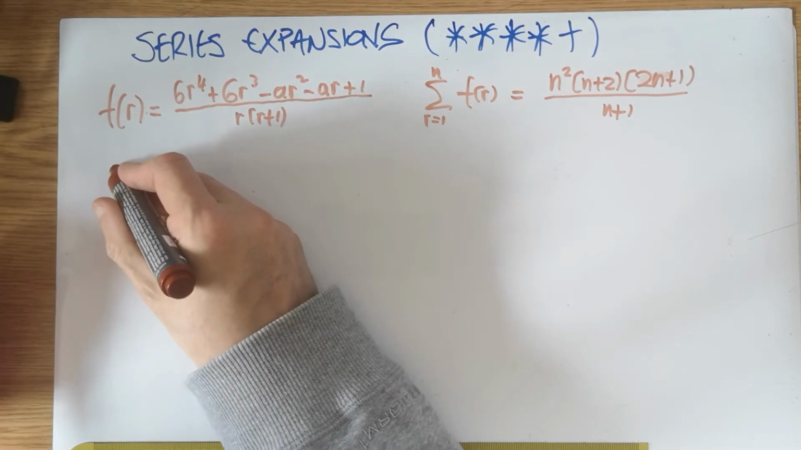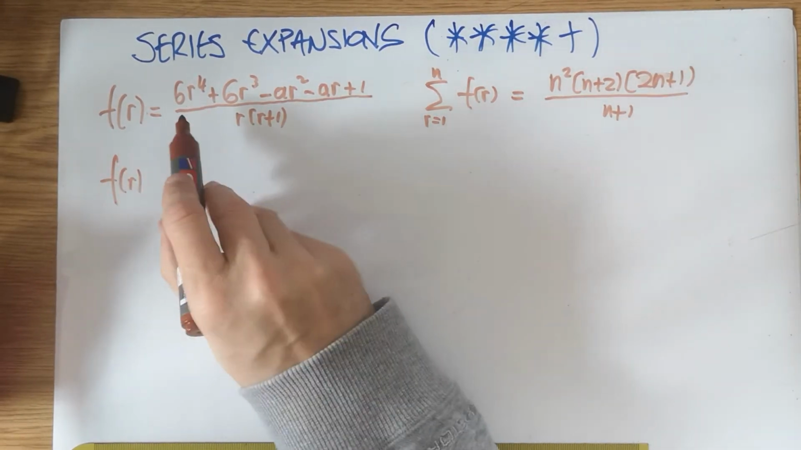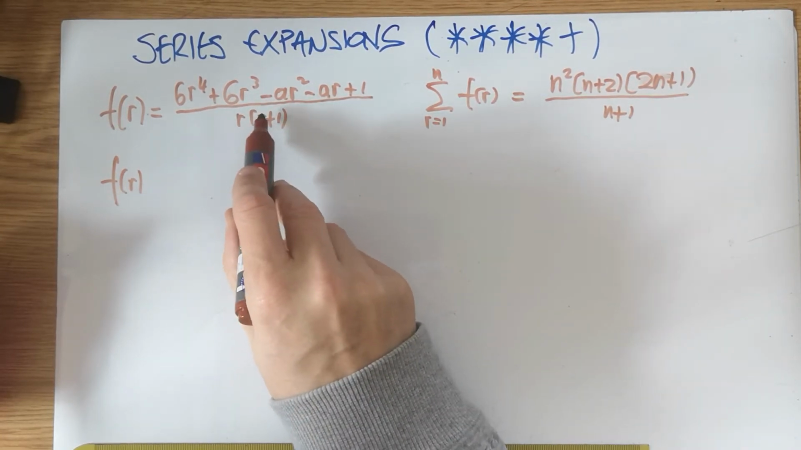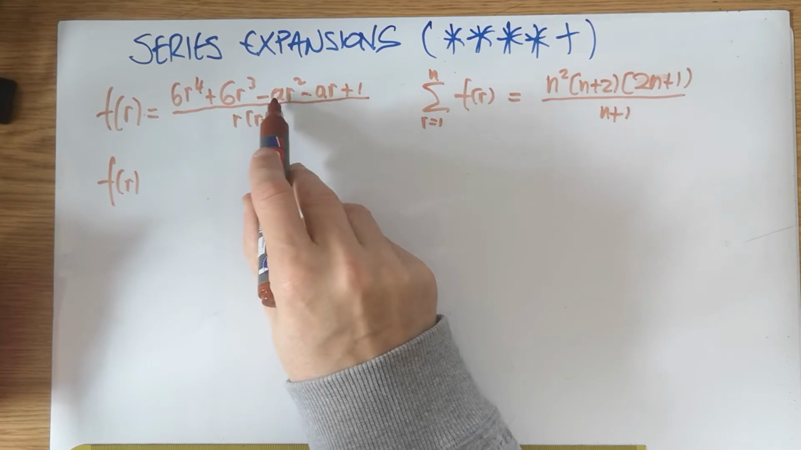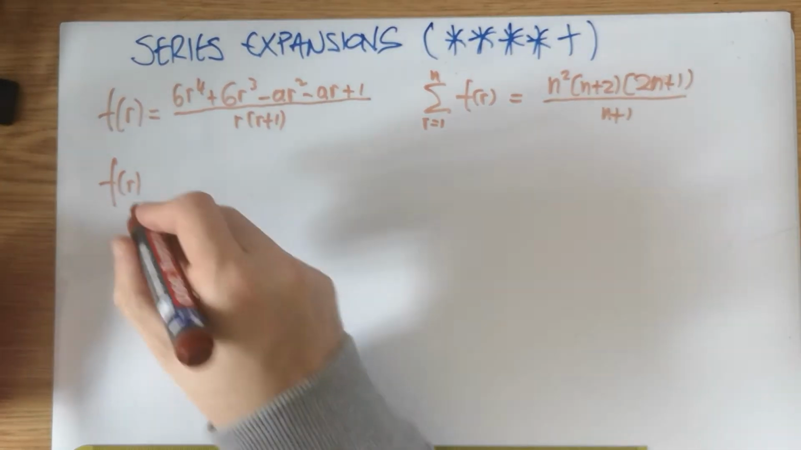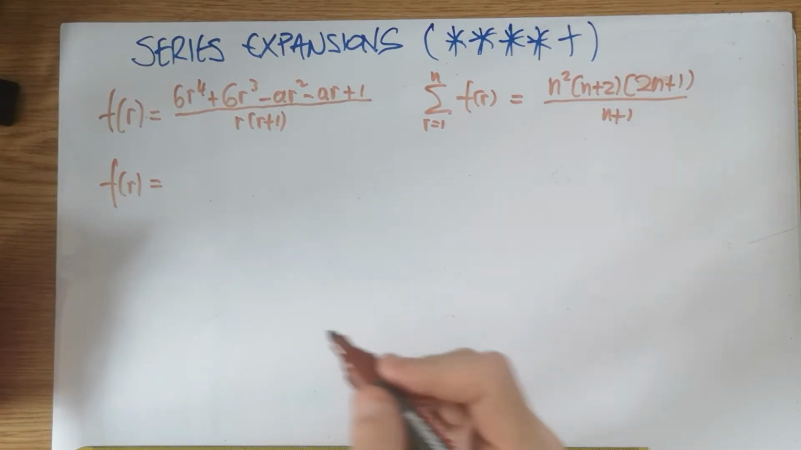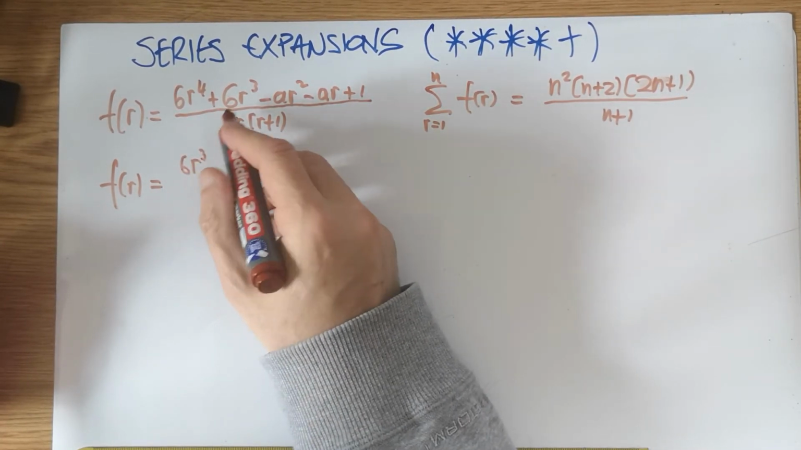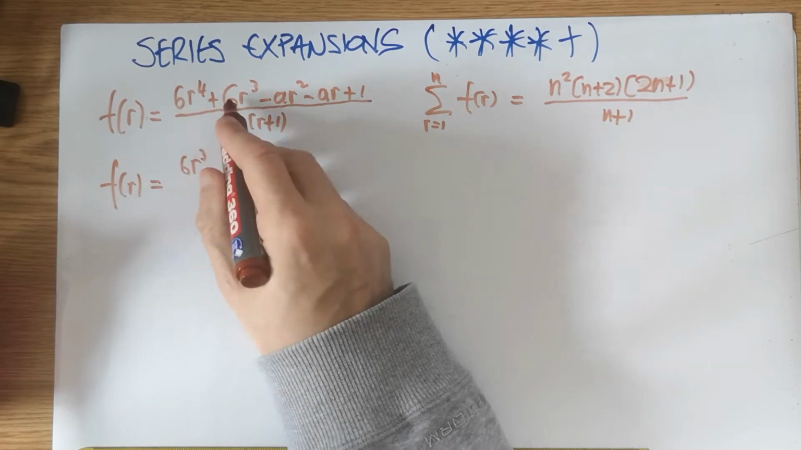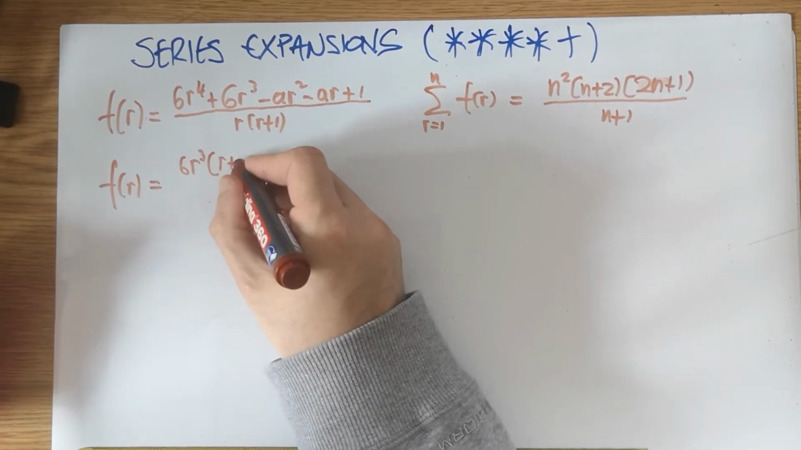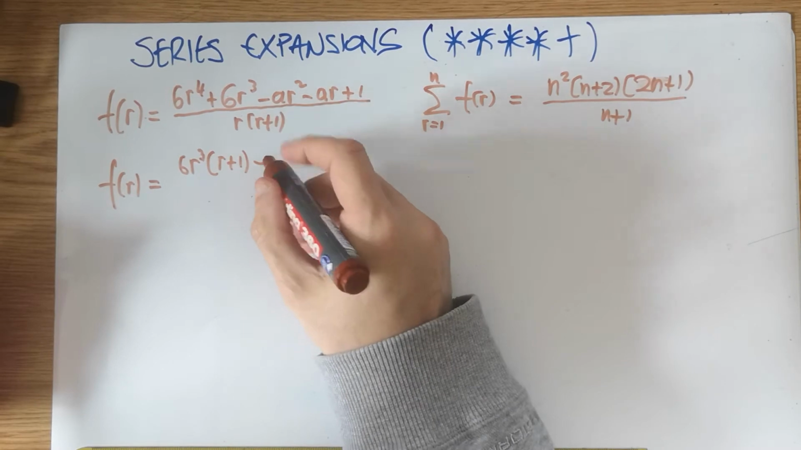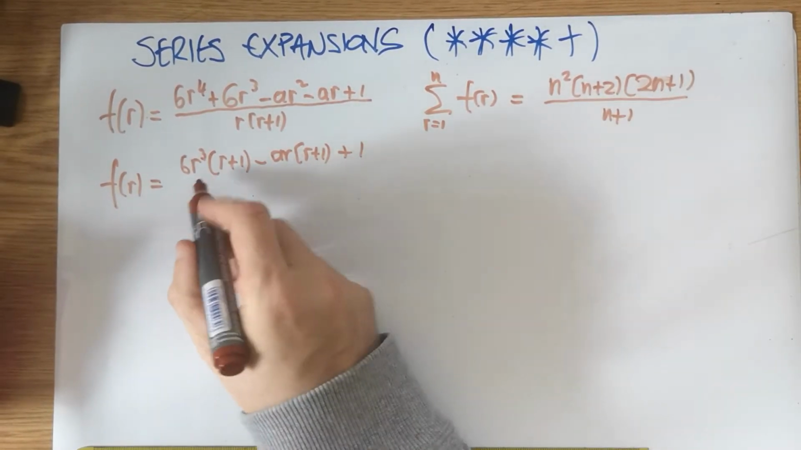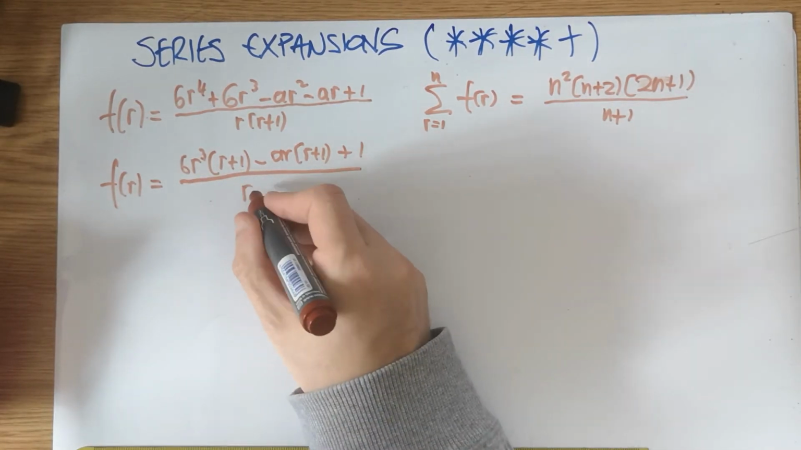So f of r, first of all, I spot 6r to the 4 and 6r cubed. Factorizing will give me things like that. And again, this minus ar squared minus ar, there's some kind of pattern in there, factorizing in pairs kind of thing. So let's go for this approach first of all. I can pull out the 6r cubed out of these two terms, r plus 1, and pull out a negative ar, r plus 1, plus the 1 that was already there, over r plus 1.